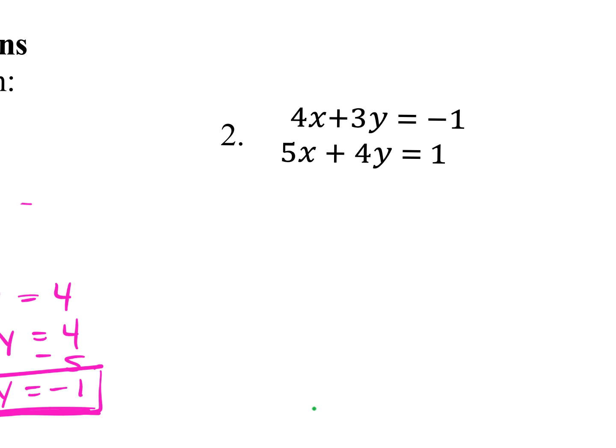Because right now you can't multiply 4 by something here to get 5, and you can't multiply 5 to get 4, and you can't multiply 3 to get 4, and you can't multiply 4 to get 3. Okay? So you're not going to be able to just multiply one equation. So if you can't multiply one equation, then you have to multiply both equations.